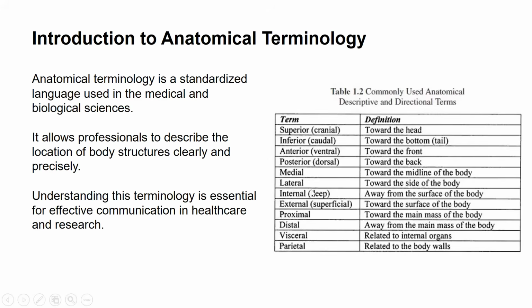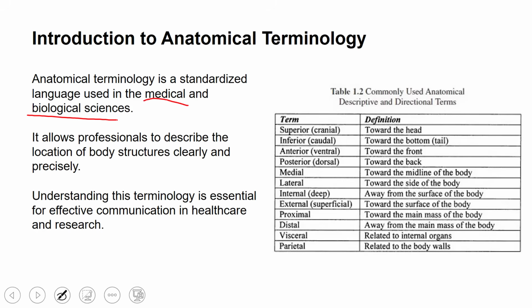So in today's video, we are going to look at anatomical terminology. So without wasting much of our time, we are going to look at the introduction to anatomical terminology. Anatomical terminology is a standard language used in the medical and biological sciences. These are the terms and the language that are usually used in the field of medicine as well as the biological sciences. And it allows professionals to describe the location of the body structures clearly and precisely.